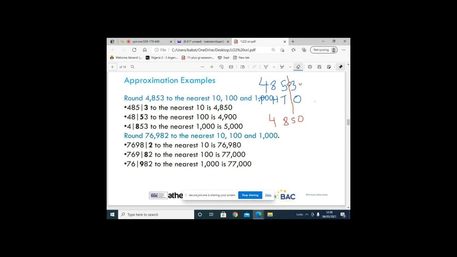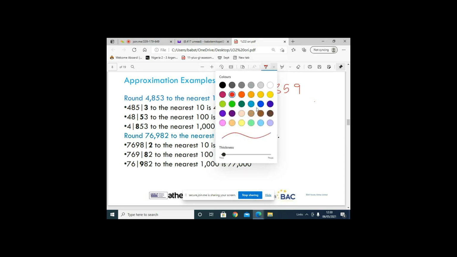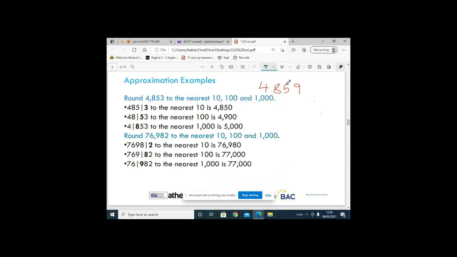So let me give you another example. If it's like 4,859, you put the line like this. It becomes 4,860, because 9 is more than what? It's more than 5. So that's actually how you round.